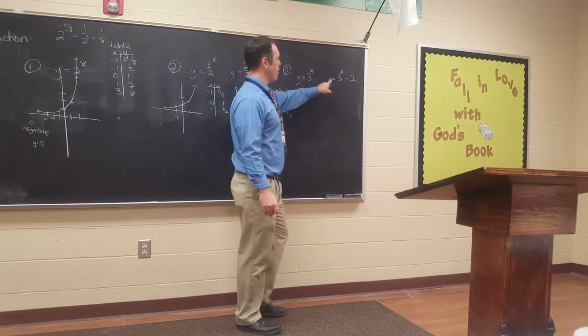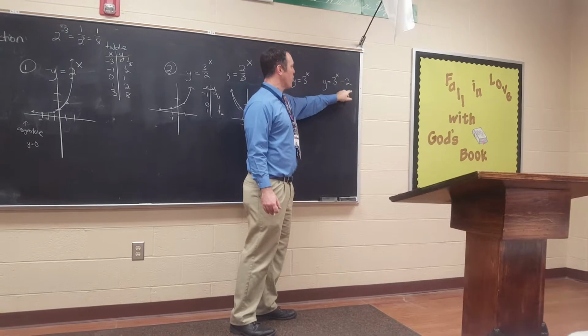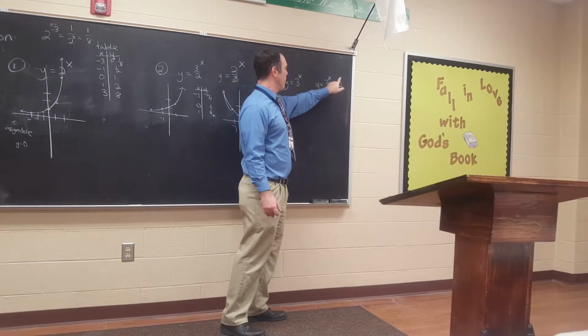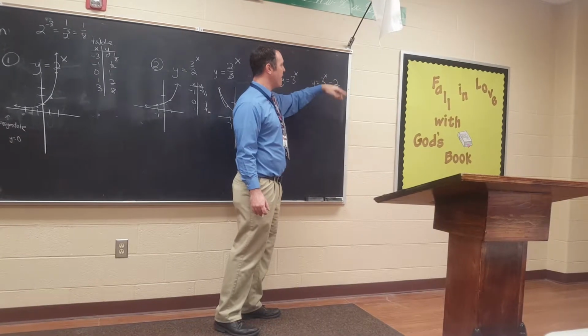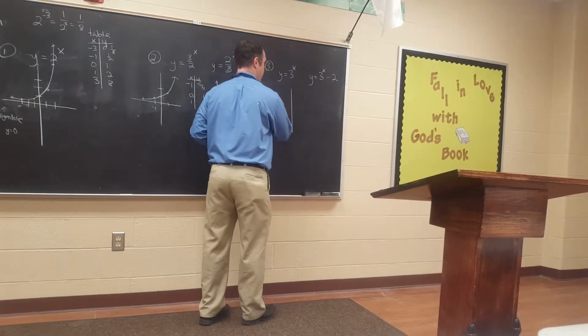We should know, just like a parabola, when we take 2 away from this, the graph is just going to shift down 2. If we were to subtract 2 from the x, it would shift it to the right. And so when we graph these, we're going to see the very same thing.